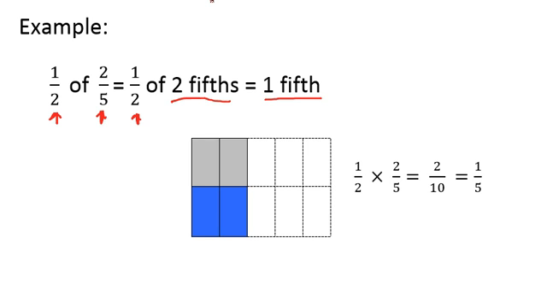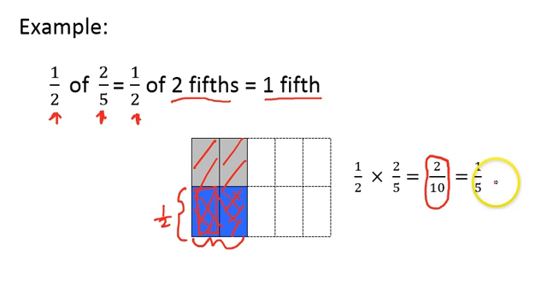Now let's look at the picture to see how that works. We'll start by shading in the 2/5. So here's the 2/5. And then we'll show the 1/2. So 1/2 of 2/5 will be those two pieces, and those are 2/10, because it takes 10 of these pieces to complete the whole.